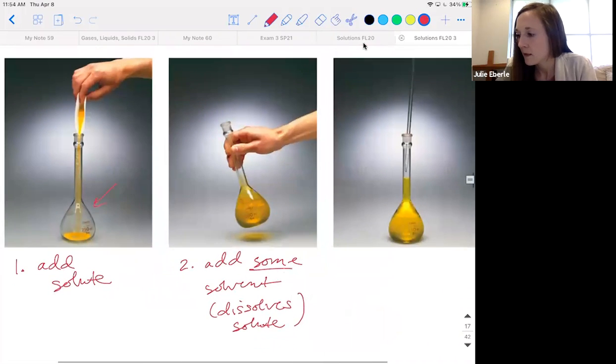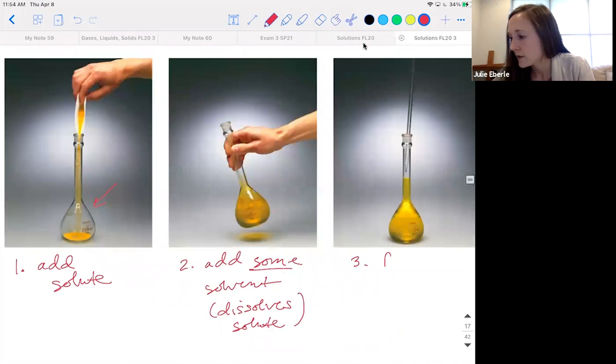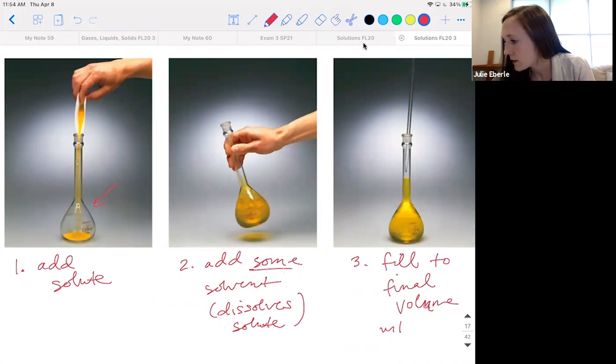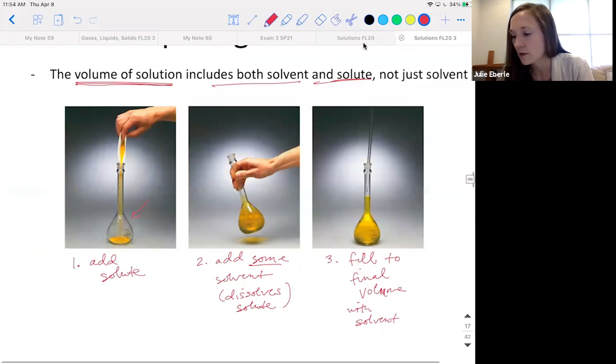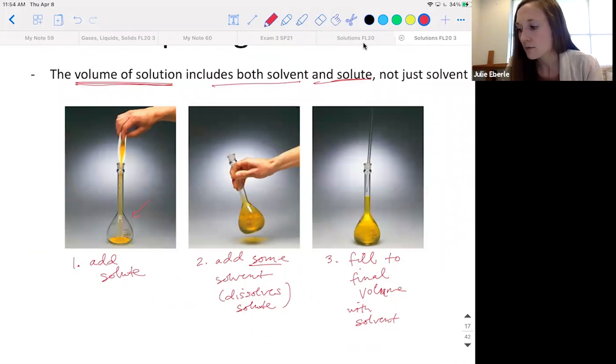Lastly, you're going to fill to final volume with the remaining solvent. So you add your solute, you add some solvent, and then you add enough solvent to get to your final volume. That way, you don't go over what the volume should be, and you don't mess with your concentration. You get an accurate concentration this way.